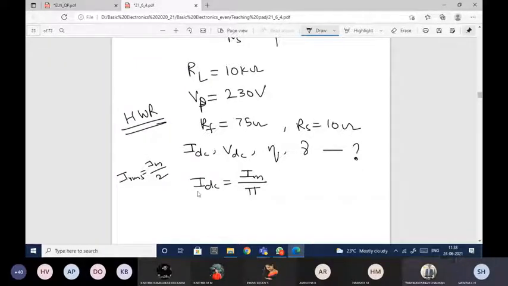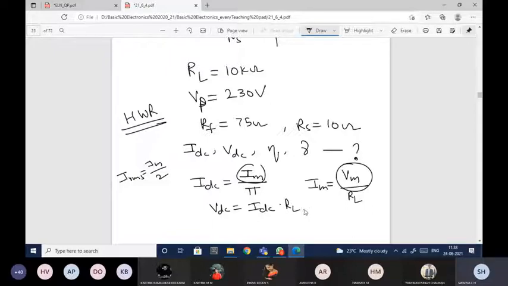I need to find IDC. IDC is IM by pi. If I know IDC, I can find VDC. VDC is nothing but IDC into RL. This is how I can find it. But first of all, IM is nothing but VM by RL. I need to know the Vm value, the maximum peak voltage. I was mentioning, here I have the peak voltage as Vm.